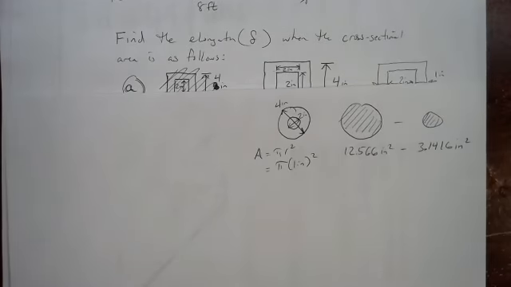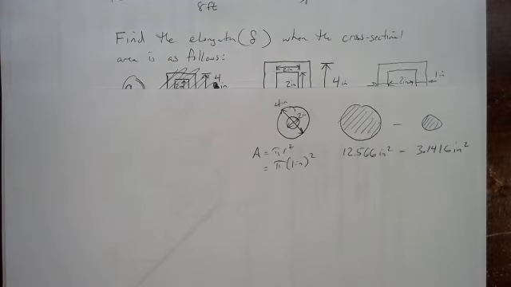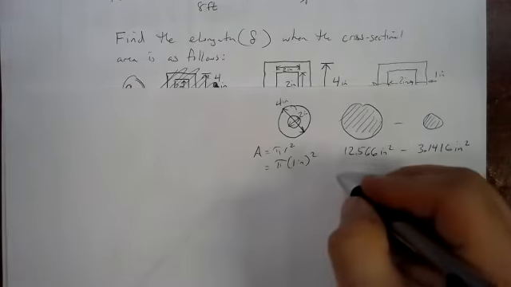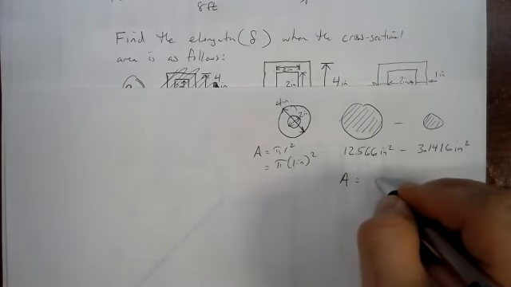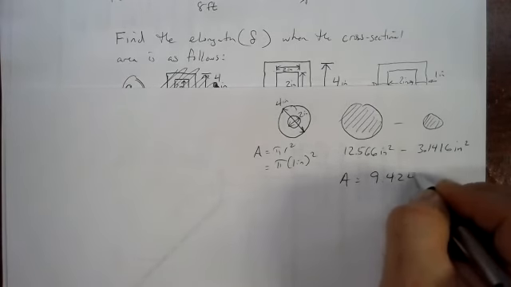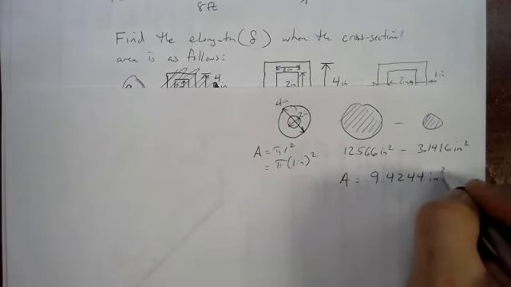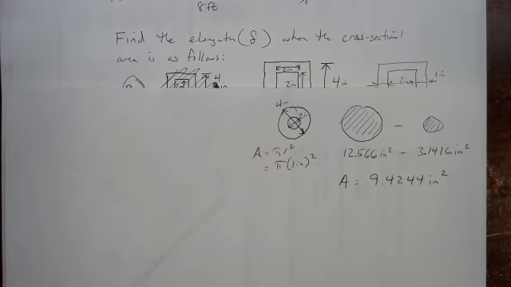So we'd subtract those. So the biggest hurdle in this part of the problem should have been just figuring out the area. So you always take that big area and subtract off the small one. Don't try to mess around with subtracting dimensions. Subtract areas. So you've got 12.566. We're going to subtract off the area of that smaller circle, 3.1416. And we get an area of 9.4244 square inches.